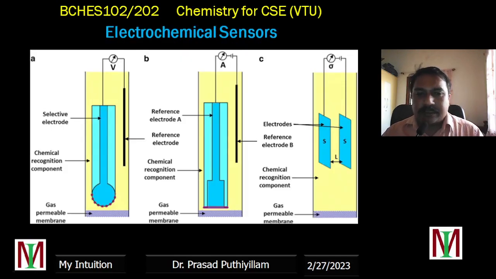So electrochemical sensors: I already explained about electrochemical sensors in the previous class. This slide I took with some reference, but I forgot to indicate the reference. It is a very good one which indicates the different types of electrochemical sensors we use in our laboratories. If it is measuring voltage, we call it a potentiometer. If it is measuring current in amperes, we call it an amperometer. Or if it is measuring conductance, we call it a conductometric sensor.